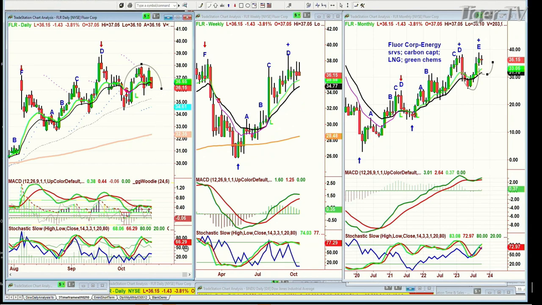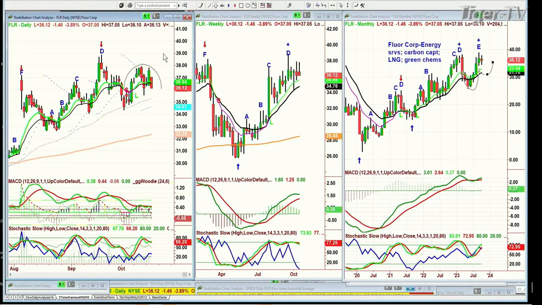Why? Stochastic's only at 68%. MACD's negative. 9-period moving average is positive, but is turning down. If it turns pink, it'll do that at about 35.30. So I'm just watching it. So the question is, what would I do on a shorter-term position? If you are long and you've had pretty good gains, I definitely take something for money management.